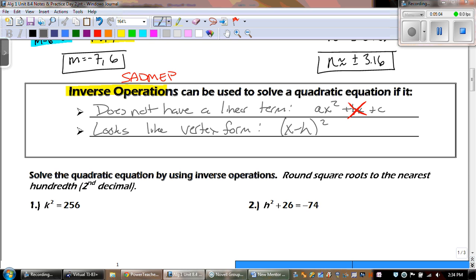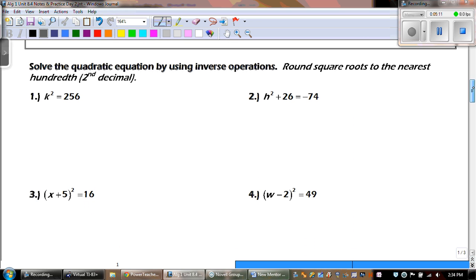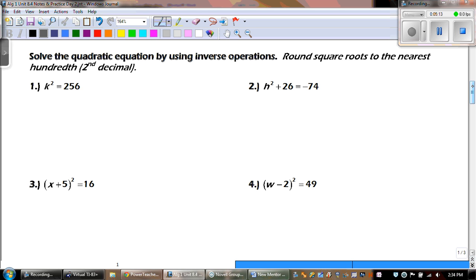Now, it might be like, well, what's the h? Well, the h was actually part of vertex form. Since it's not in the full equation, we don't really have to worry about whether it's h or k, or those other variables that we talked about.